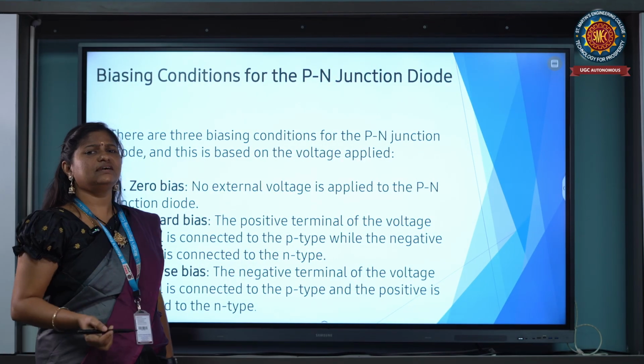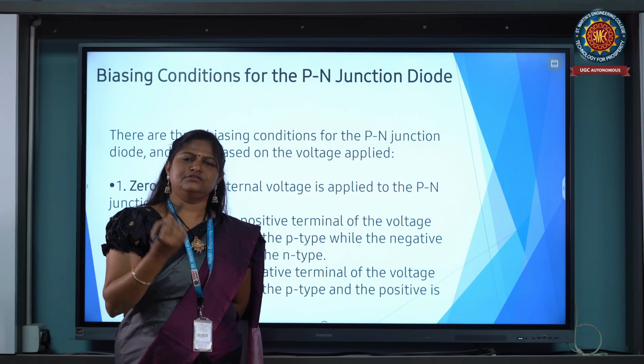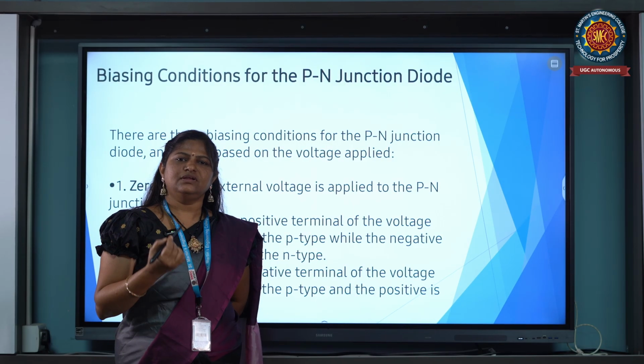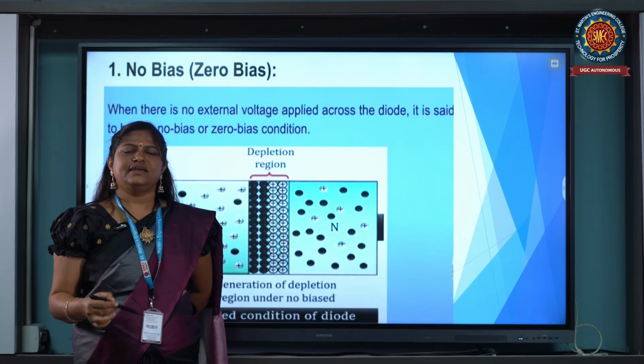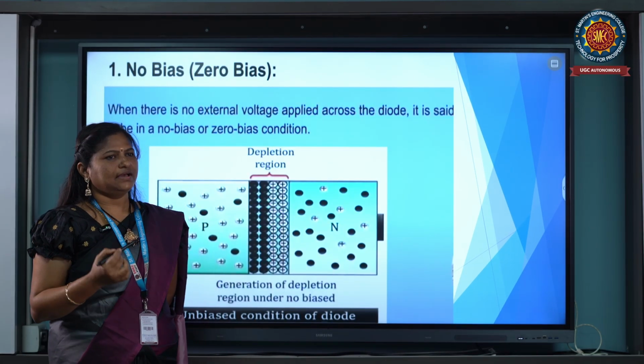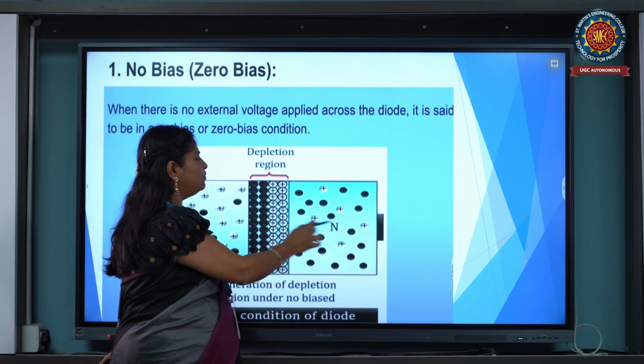And the next one is the reverse bias mode. The positive terminal of the diode is connected to the negative terminal of the battery, and the negative terminal of the diode is connected to the positive terminal of the battery. That we call reverse bias. And this is the no bias. We are not applying any external voltage.